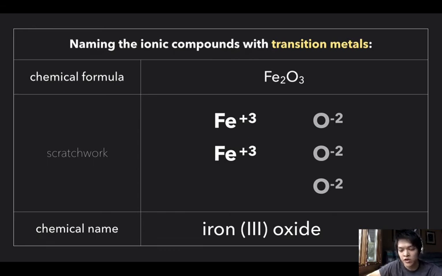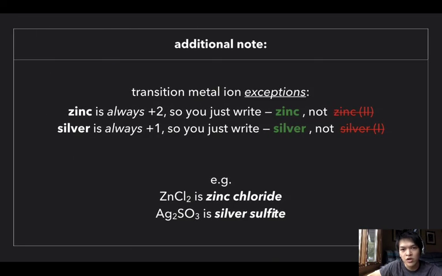There's one note about the transition metals. The transition metal ions have some exceptions, namely zinc and silver. The exception is that zinc is always +2. Since it doesn't really transition, you're just always going to write zinc instead of zinc 2. Same thing with silver. Silver is always +1. Even though it's a transition metal, it's always going to be +1. So you're just going to write silver, not silver 1.